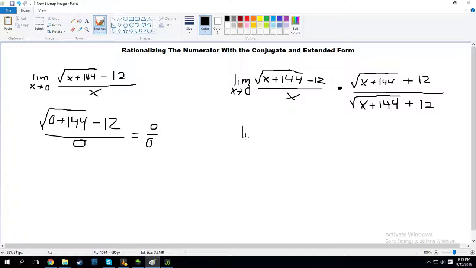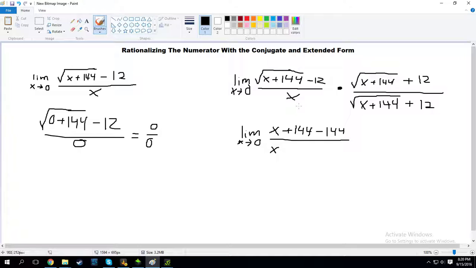So you're going to end up with the limit as x approaches 0, the square root of x plus 144 times the square root of x plus 144 is x plus 144. The square roots cancel out. Minus 12 times plus 12 equals 144. So that's what that would resolve to. Again, the inners and the outers cancel out, so you don't even have to worry about writing those.